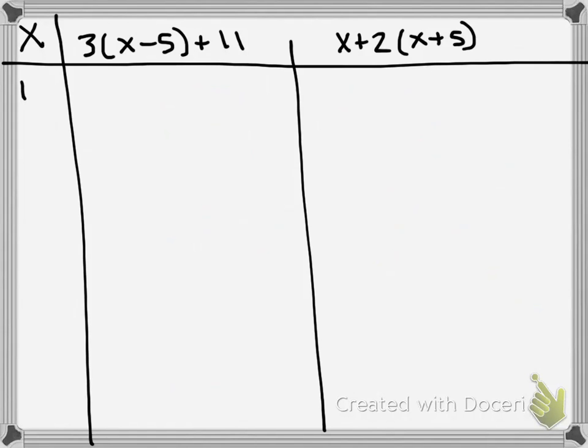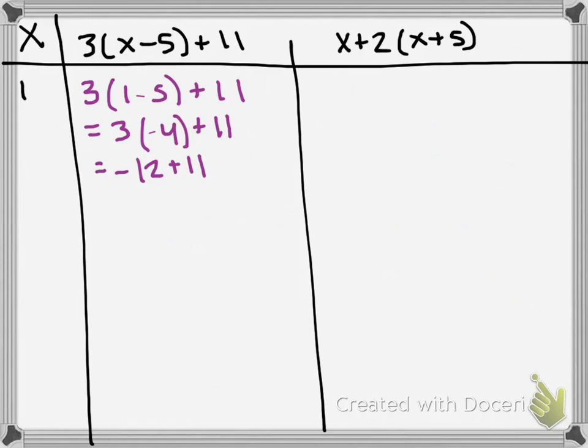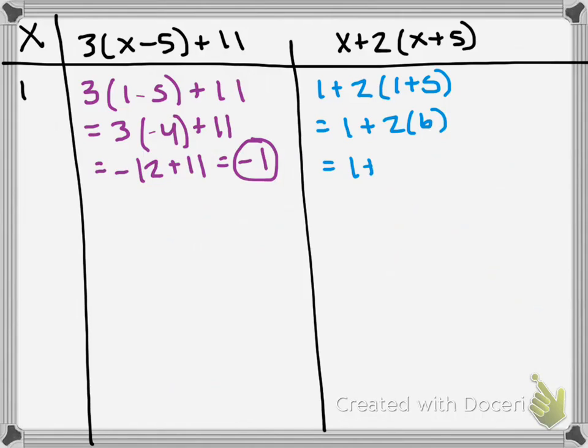X is going to be 1 on this one, so I'm going to substitute 1 into the first expression and evaluate it. I got negative 1. I'm going to substitute 1 into the second expression and evaluate it. I got 13. Again, they're not equal.